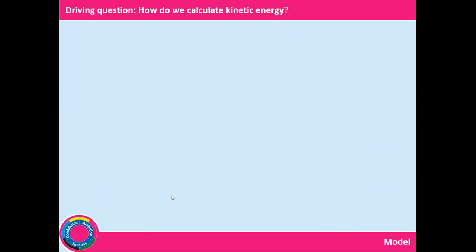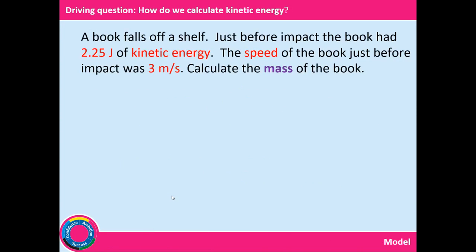Let's take an example. It says a book falls off a shelf. Just before impact, the book had 2.25 joules of kinetic energy. The speed of the book just before impact was 3 meters per second. Calculate the mass of the book. From the question, we can see that we have kinetic energy as 2.25 joules and the speed as 3 meters per second. So we write the formula down: mass equals 2 EK over speed squared.